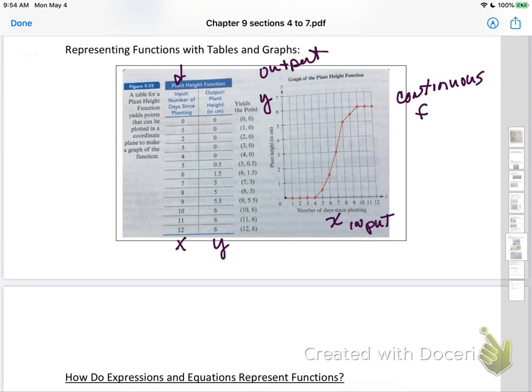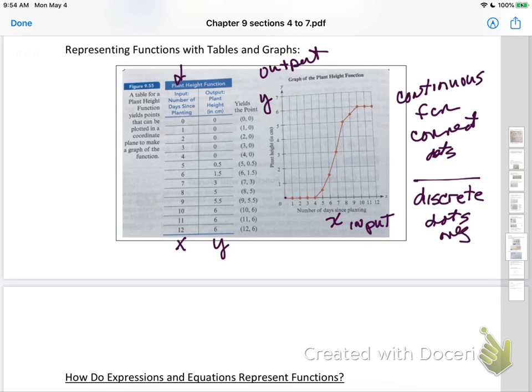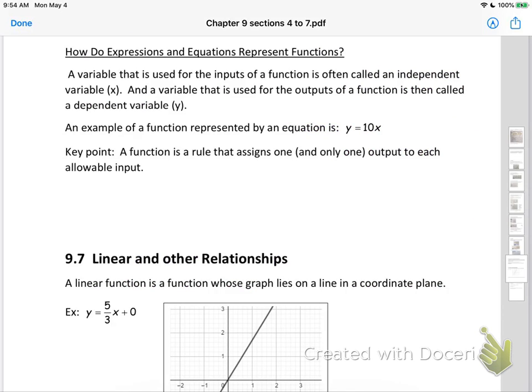I'm going to abbreviate function this way because you connect the dots. If you didn't connect the dots, the other type of function is a discrete function. And there you do not connect the dots. Okay? So I'm going to say dots only. Okay, let's go on to the next page.